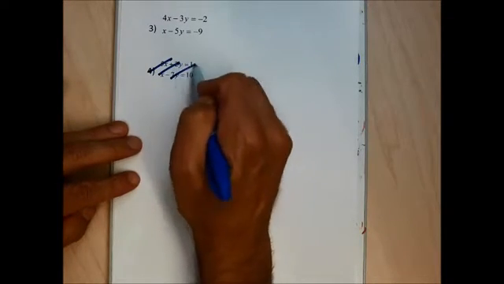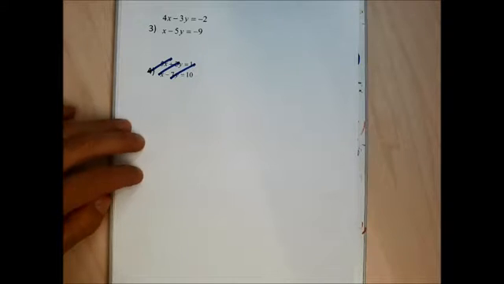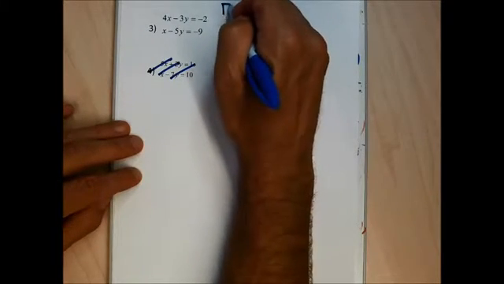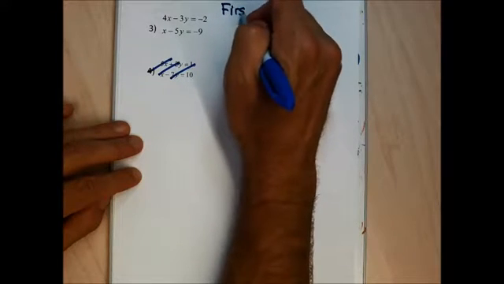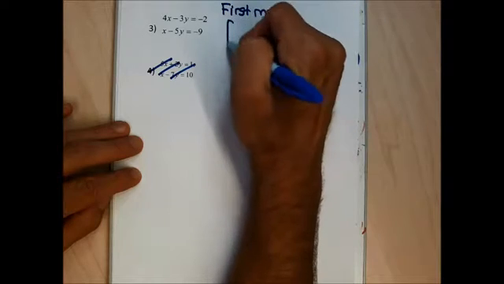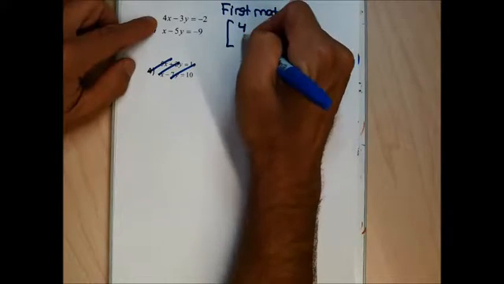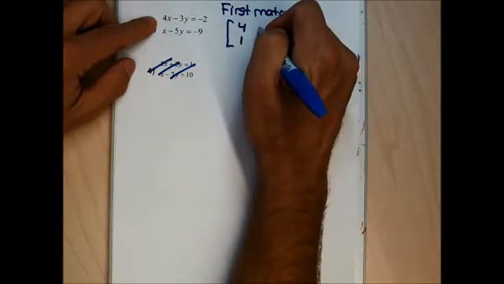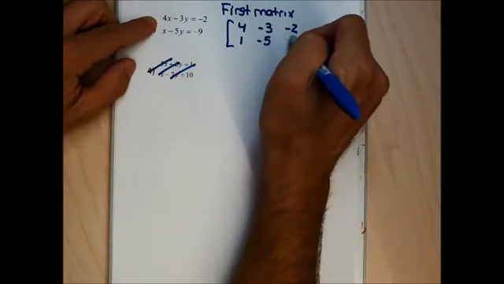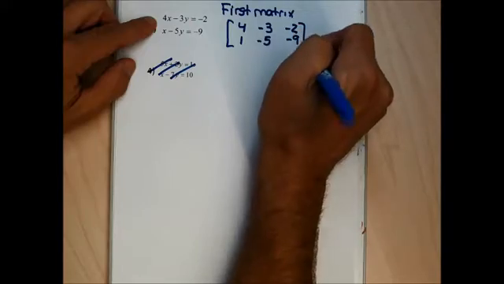Let me do 3 with you and not do 4. So you can do 3 by yourself if you want, which would be wonderful if you pause the video and give it a go. I'm going to do 3 with you. I'm going to get the first matrix that comes for free. It's going to be a 2 by 3 matrix, and the x column is 4 and 1. The y column is negative 3 and negative 5, and the z column is negative 2 and negative 9.